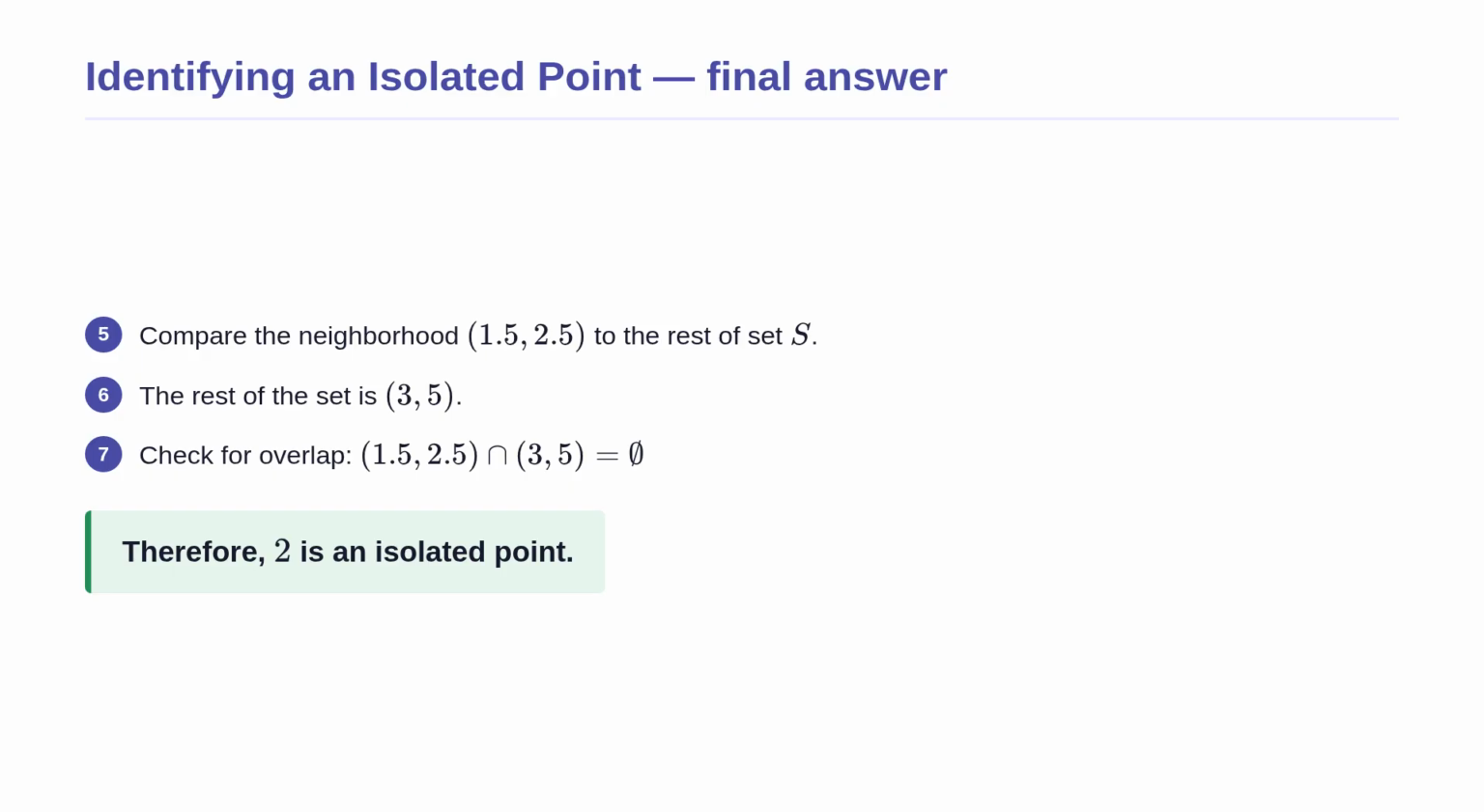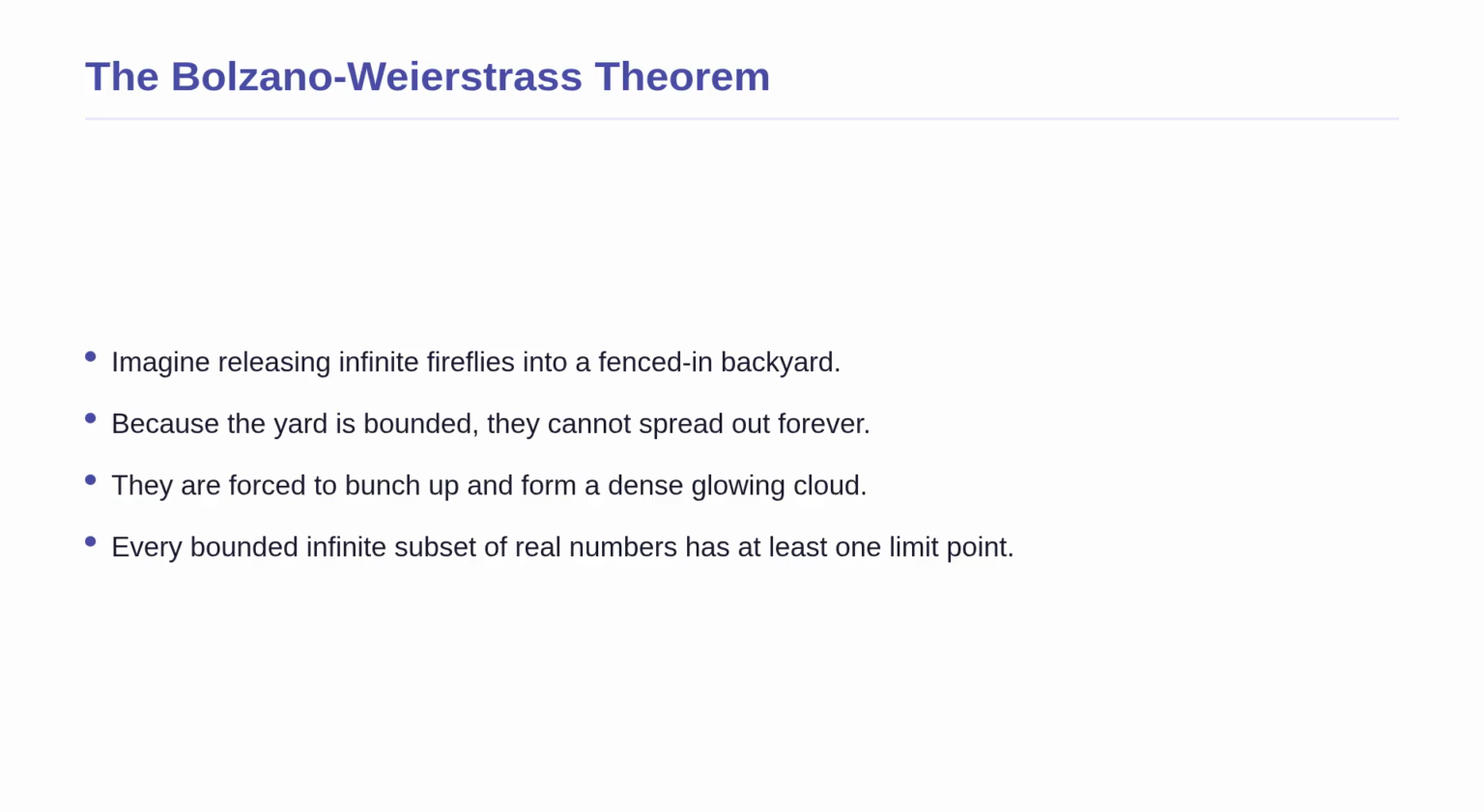Now that we understand both crowding and isolation, we arrive at one of the most famous guarantees in mathematical analysis. Imagine you have a fenced-in backyard, which represents a bounded space. Now imagine you release an infinite number of fireflies into this yard. Because the yard has boundaries, the fireflies cannot spread out forever. Since there are infinitely many of them trapped in a finite space, they are forced to bunch up and form at least one dense glowing cloud. This unavoidable crowding is exactly what the Bolzano-Weierstrass theorem describes for numbers.